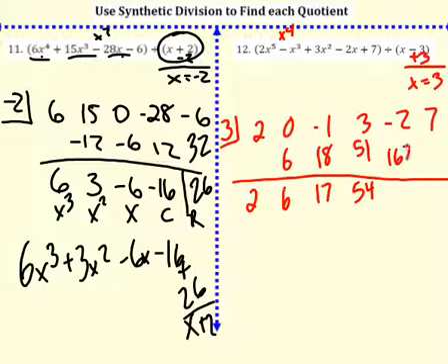162. 162 minus 2 is 160. 160 times 3 is 480. And I have a remainder of 487.